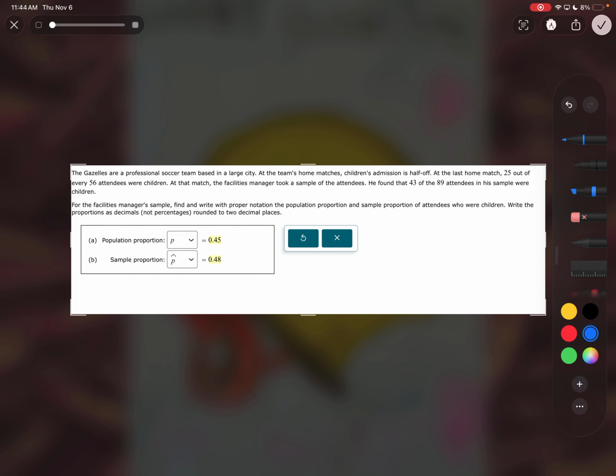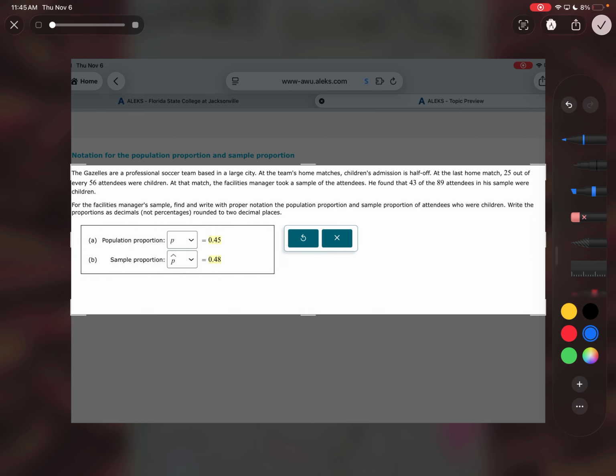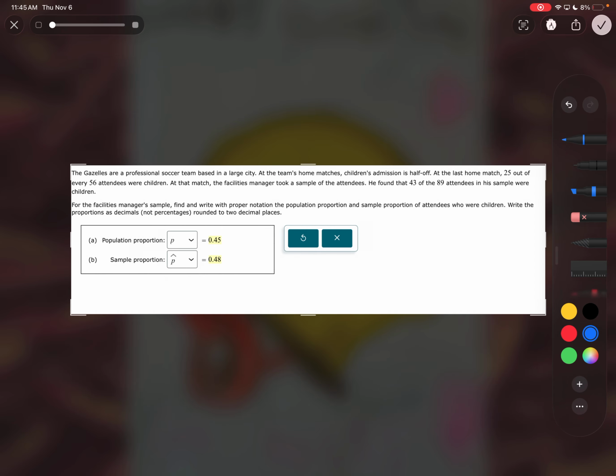So let's say at the last home match, 25 out of every 56 attendees were children. So what is 25 divided by 56? 25 divided by 56 is 45. So 25 out of 56 is going to be my population because it says every, at the last home match, okay.